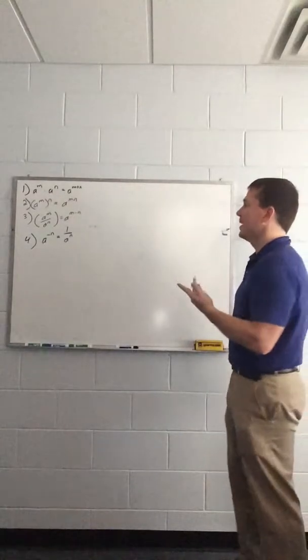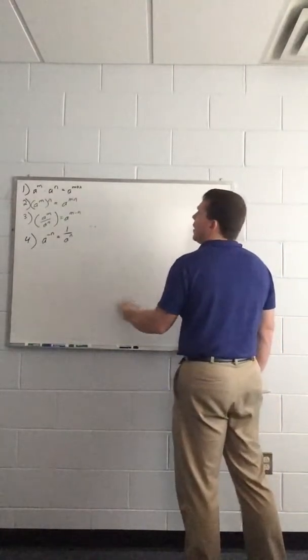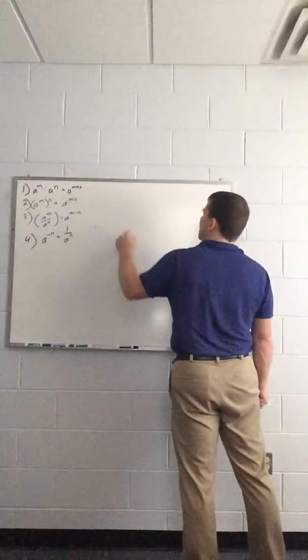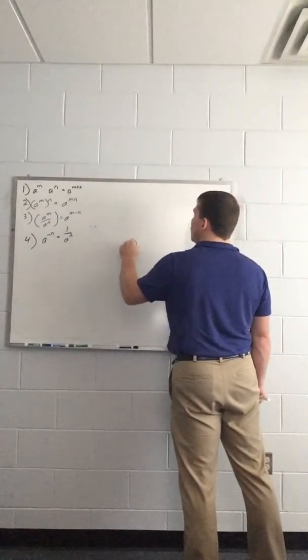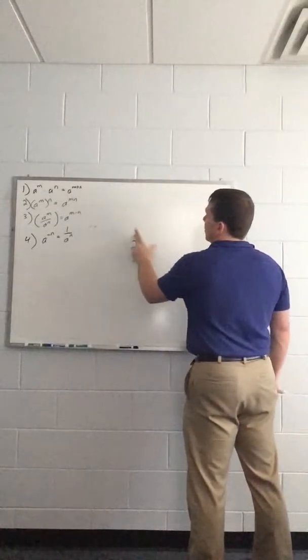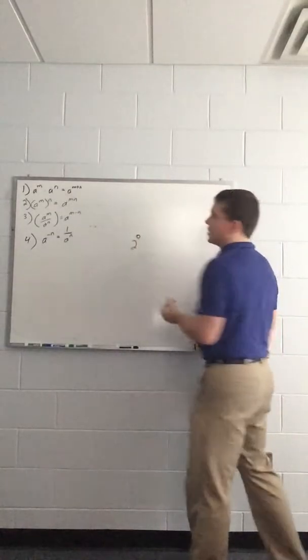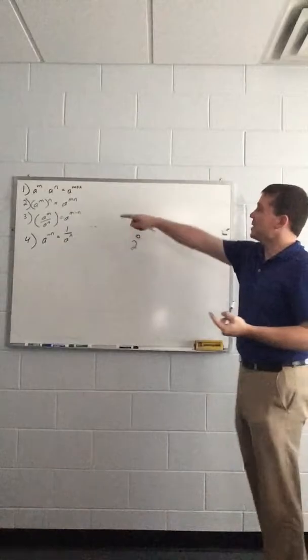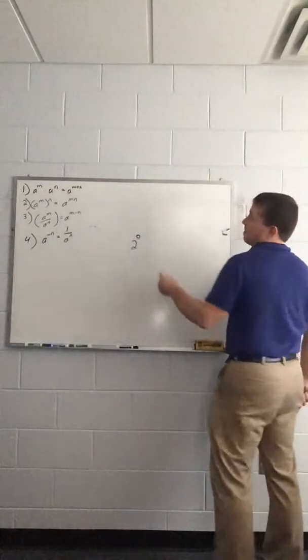And now there's just two more things I want to go over really quickly. Suppose we have 2 to the 0. What exactly is 2 to the 0 equal to? We can actually use these rules over here to figure it out.